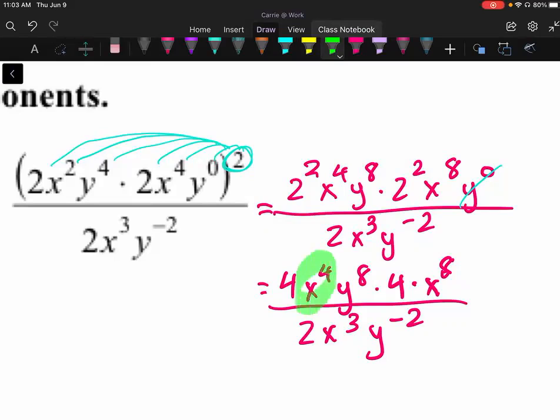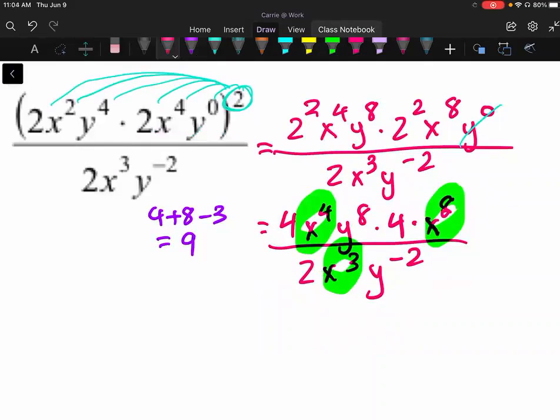So x's, I have x to the 4th, x to the 8th, and x to the 3rd on the bottom. So my algebraic work here that I'd usually do in my head, I'm going to be doing 4 plus 8 minus 3. So that'd be 12 minus 3, which is going to be 9. So we're going to get x to the 9th. Well, first of all, we have 4 over 2, which is 2. So 2 x to the 9th. Oh, and I do have this 4 here. Oops, we can leave that for now.